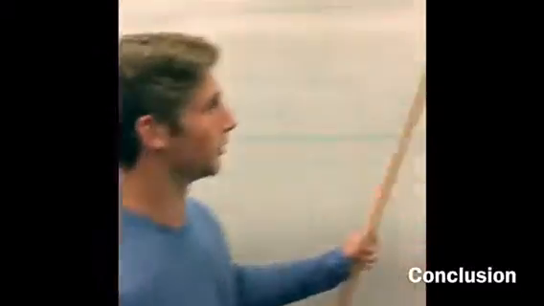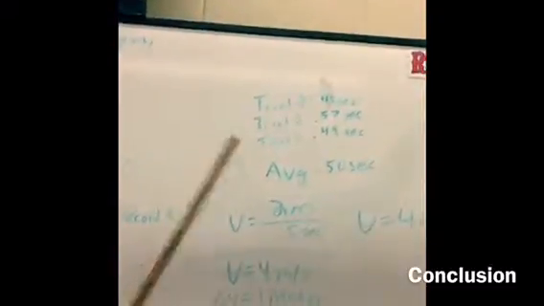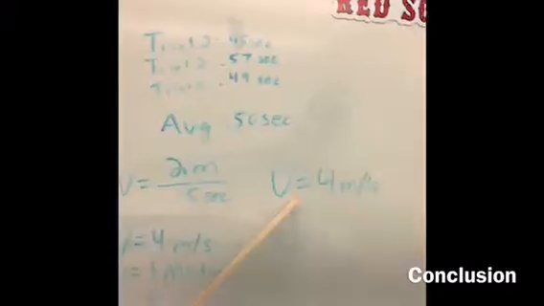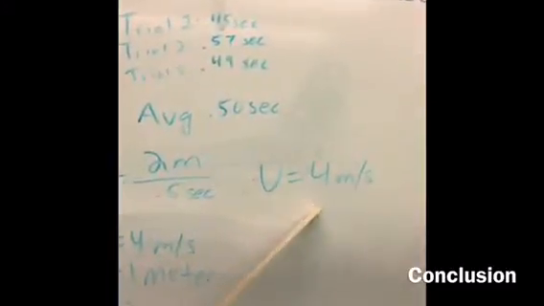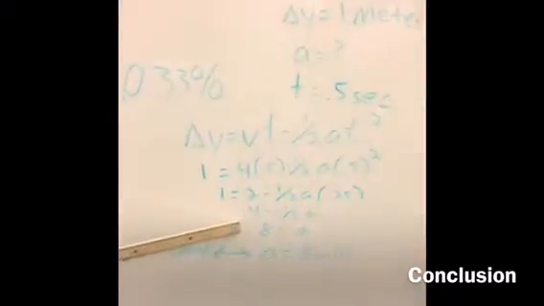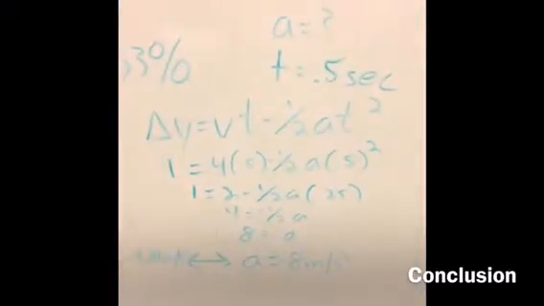After 3 trials, we calculated the average to be 0.5 seconds, and it was then used to calculate velocity, which was 4 meters per second. We plugged all those numbers into the equation, got an acceleration of -8 meters per second squared.